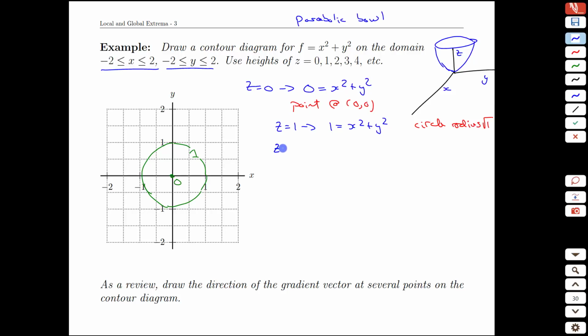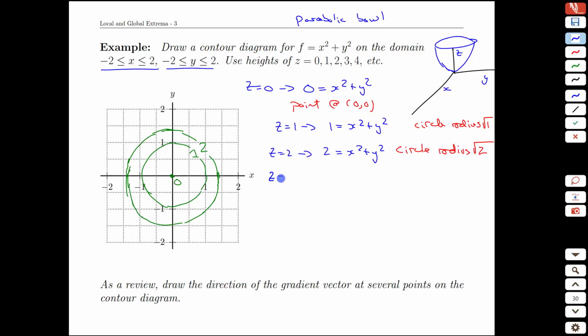And we can start to see the pattern. We choose z equals 2. We're going to have 2 equals x squared plus y squared. That's a circle again, centered at the origin, with radius of square root of 2. That gives us 2 equals x squared plus y squared to define the contour, and that is a circle with radius square root of 2. Perfect. So you start to see the pattern emerging here. Square root of 2 is around 1.4. And so we have a height of 2 for that contour.